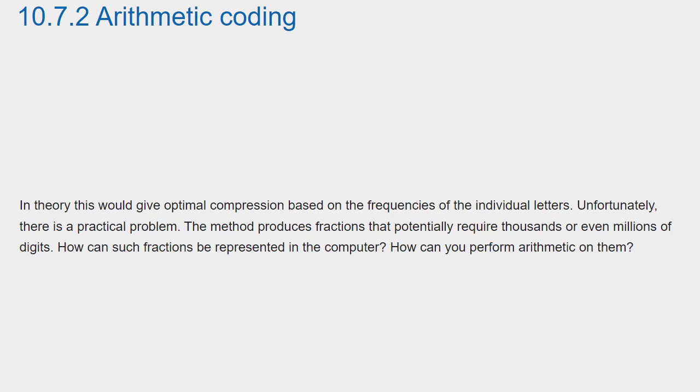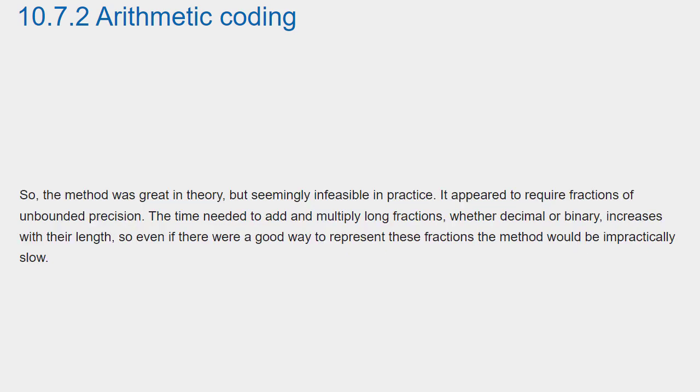In theory, this would give optimal compression based on the frequencies of the individual letters. Unfortunately, there is a practical problem. The method produces fractions that potentially require thousands or even millions of digits. How can such fractions be represented in the computer? How can you perform arithmetic on them? So the method was great in theory, but seemingly infeasible in practice. It appeared to require fractions of unbounded precision.